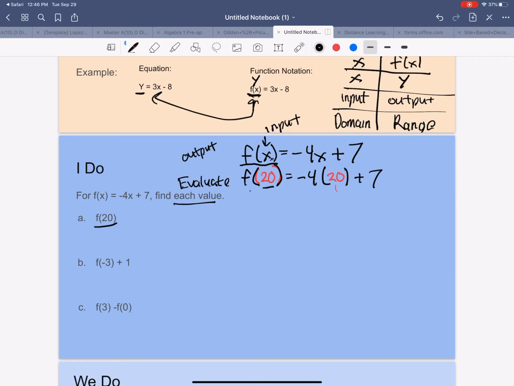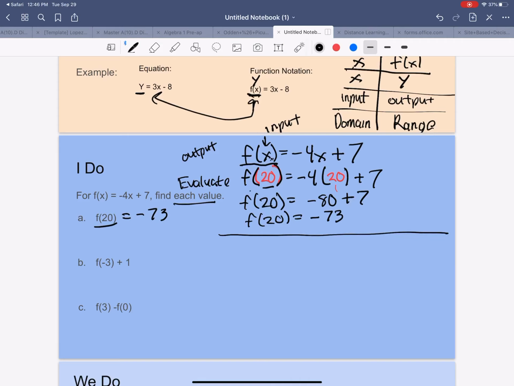Now at this point, you could just continue with your work. Negative 4 times 20, that gives you negative 80, plus 7. And at this point, you could go ahead and simplify, use your order of operations. f of 20 is going to be equal to negative 73. And so you could come over here and write equal to negative 73. Let's go ahead and do a harder example.